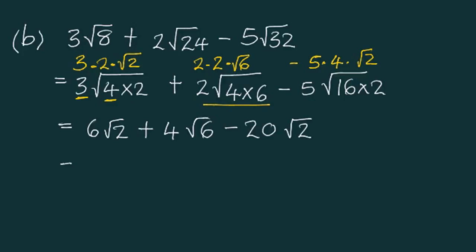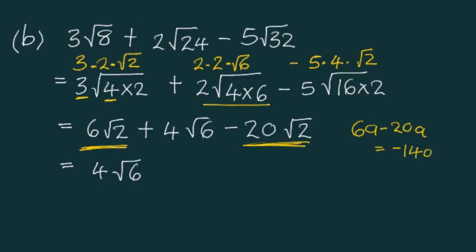Alright, so we can simplify this again, because you see these are like terms here. So we can put our 4 root 6 in place, and we add or subtract. We've got 6 root 2 minus 20 root 2. So it's like you've got your 6a minus 20a, which gives us minus 14a. So that's the sense right here. So what you get here is minus 14 root 2, and that's our solution to part B.